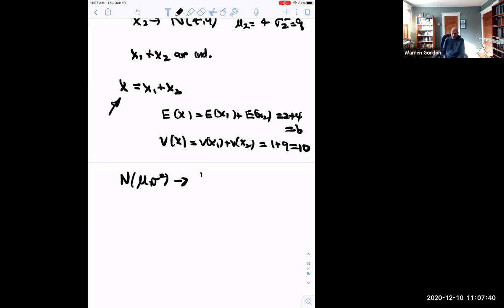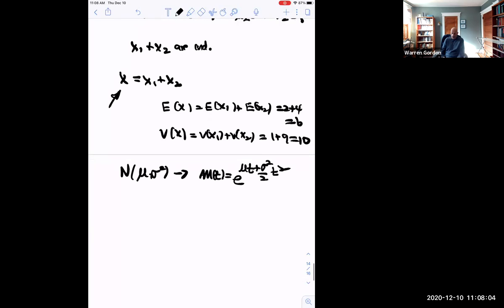it has PDF 1 over sigma. Oh, I'm sorry. I don't want to work at the PDF. I could. That's too much work. It has moment generating function e to the mu t plus sigma squared over 2 t squared. You got that right in the table I gave you.